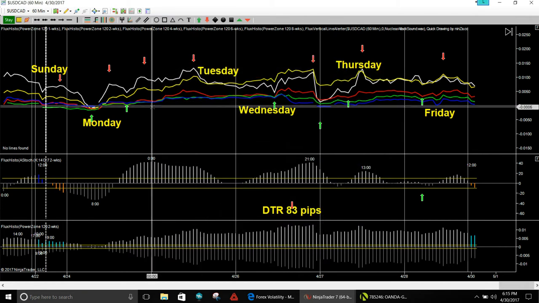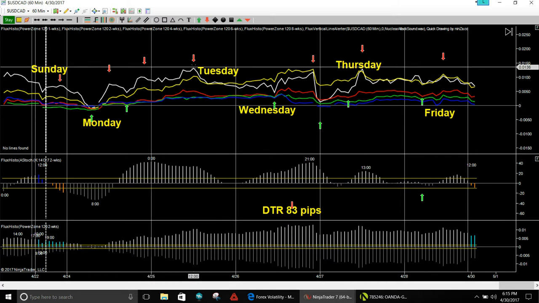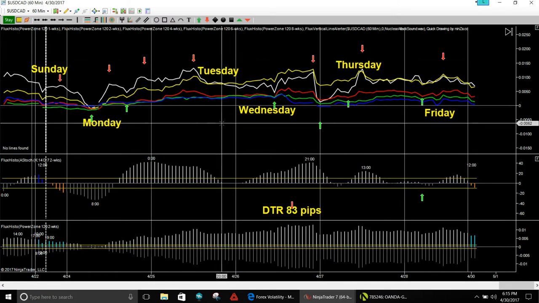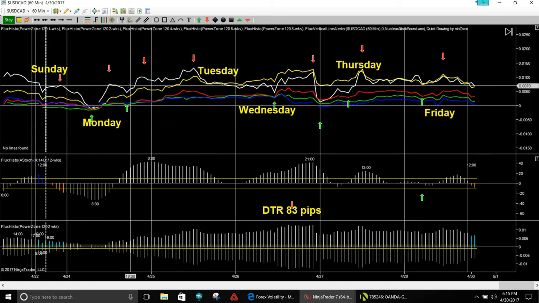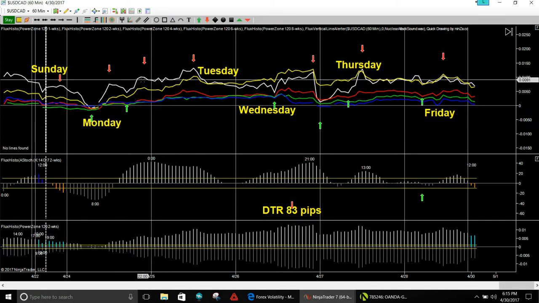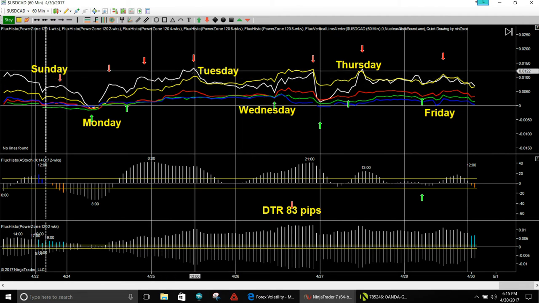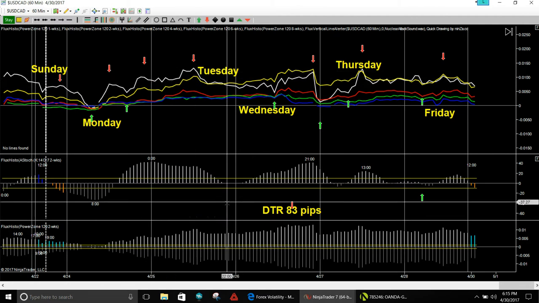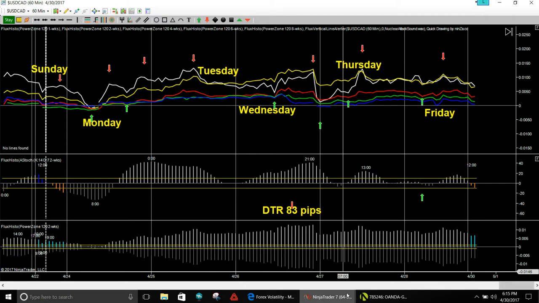Alright, so that's the dollar Canadian. Some wild action here, traders. So again, just be conscious of the times because you can get some nasty pullbacks with this dollar Canadian if you're not using the software.